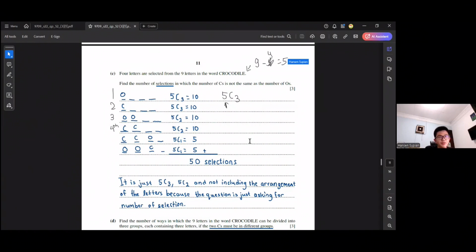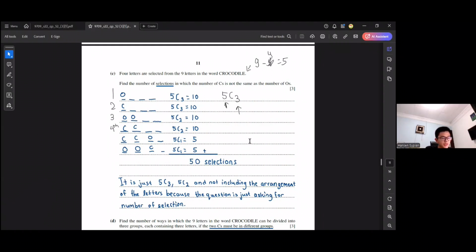And why don't we use the C and O? Because we have already put the O and C into different kinds of arrangements in the drawing there at the left side. So that's why we don't need to put the C and O anymore. So for the first one, 5 combination 3. The 3 is the number of gaps remaining. The second one is the same, and the third one is 5 combination 2.